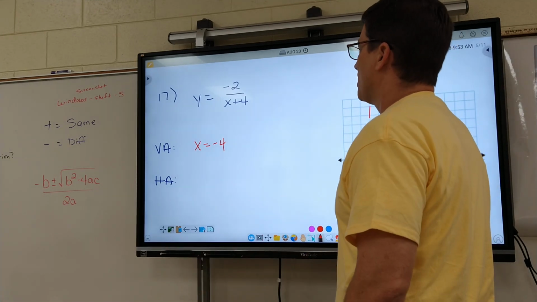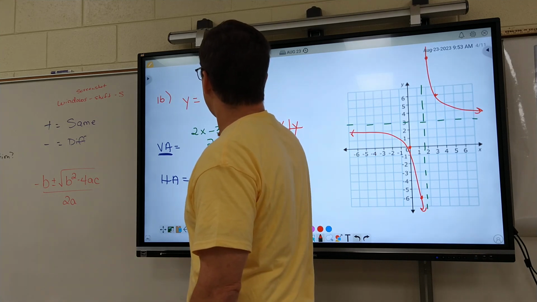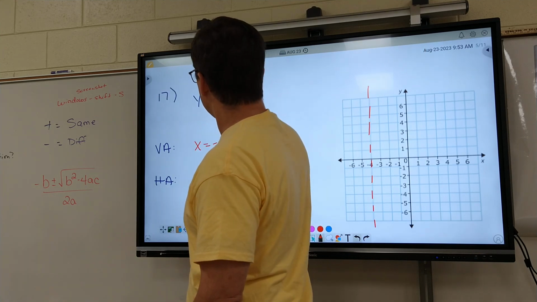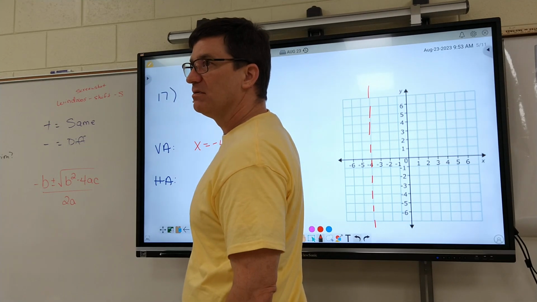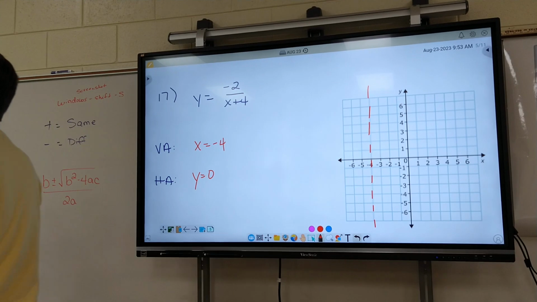All right, now this is a part y'all might have forgotten. Back on 16, you got an X on top and bottom, you just divide. We don't have an X on top on this one. So what is it? It's automatically 0. Y equals 0. Dotted line 0.